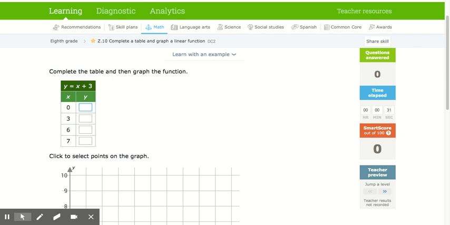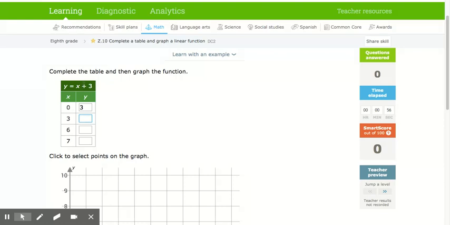Okay, in this video, we're going to look at using a function table and then also graphing that function. So in here we have the function y equals x plus 3, and they gave us the x's, or the independent variable. We're going to find y, which is known as the dependent variable, because it depends on what x is. So we plug the 0 in for x, we go 0 plus 3 is 3.